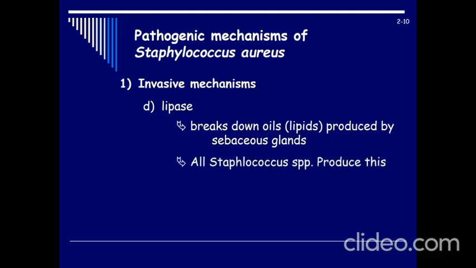Now, all Staphylococcus species produce this. So it's a benefit to all staph species. And epidermidis is one that comes to mind when you're thinking about those that live on the skin. This is a really important one because it's all over the skin. It's normal flora there. So it needs to be able to break down those fats, and it has this lipase enzyme, so it's able to do so.